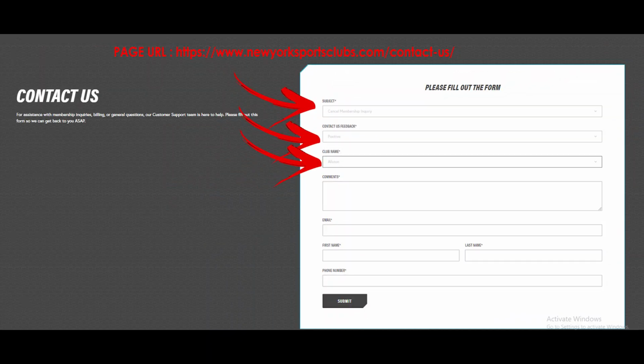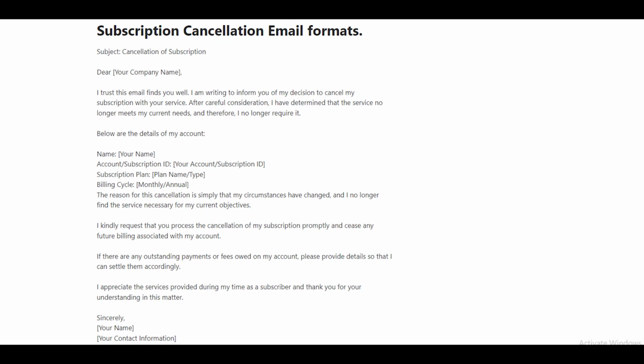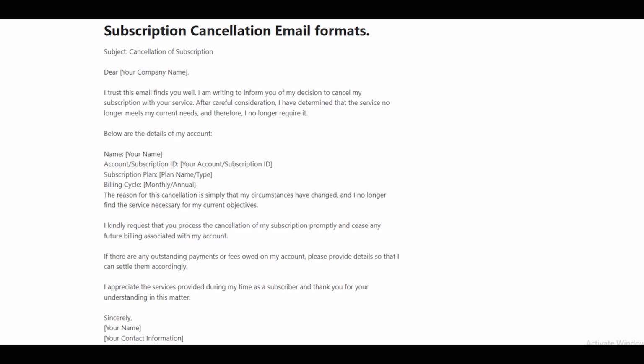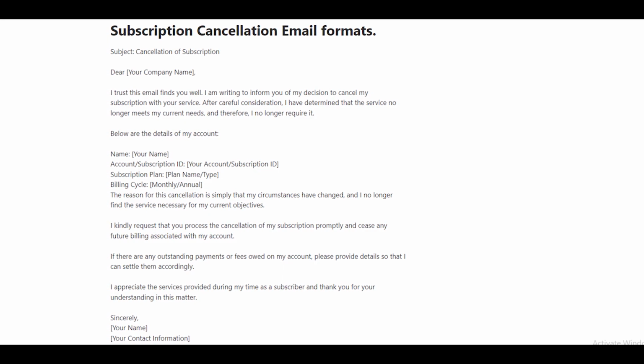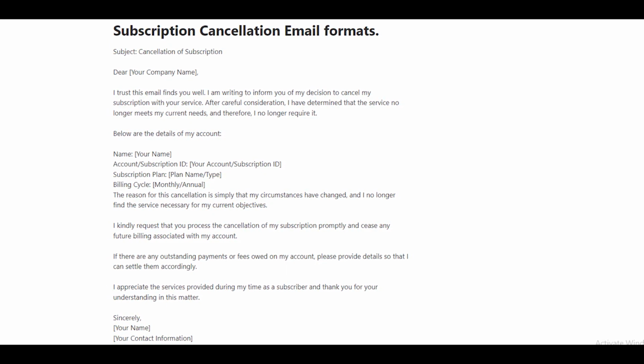Method 2. Cancel NYSC membership by using certified mail. Compose a mail or letter to the NYSC gym that clearly defines your desires regarding your membership cancellation. Your full name, address, and date of birth must be included in the mail.